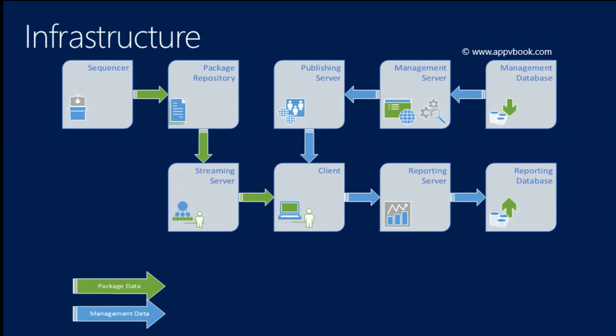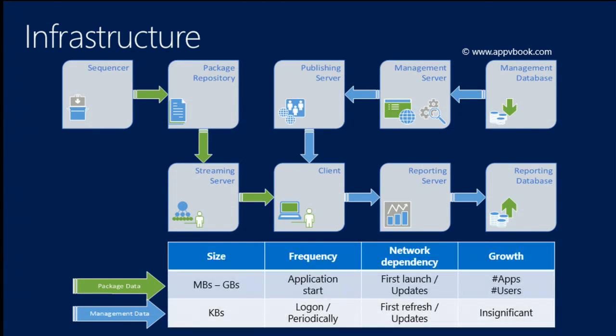Basically, you have two different types of information flows that go into this infrastructure. You have management information, which flows from the database to the client to the reporting environment, and you have package data. Based on those, you can get a grasp on how to design your environment, because package data is megabytes to gigabytes. That's a lot of data, right?